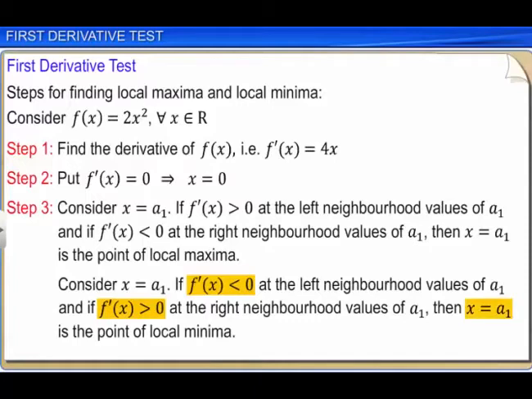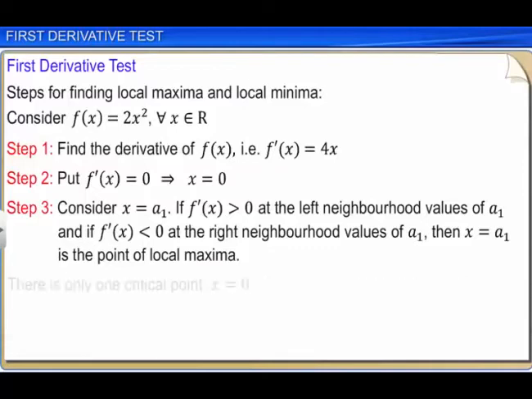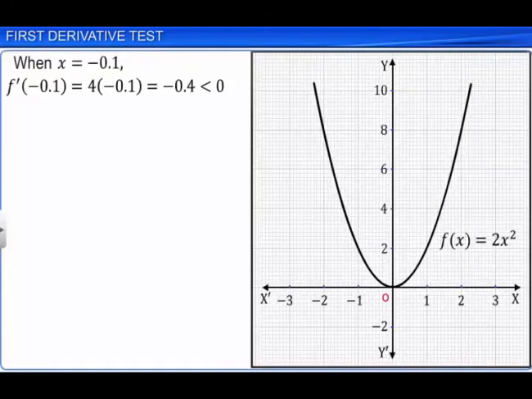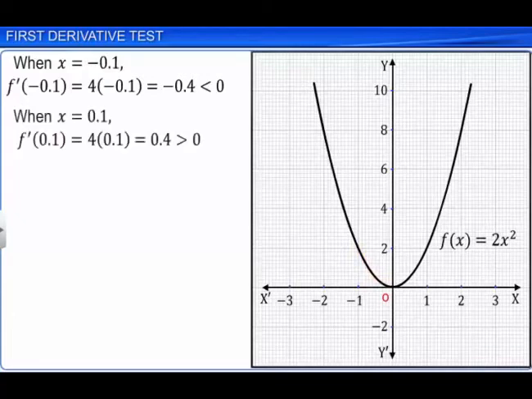Let's now get back to the problem. In this case, there is only one critical or stationary point. Let us now observe the behavior of the function in a small neighborhood of 0. The sign of the derivative of function f is negative when the value of x is slightly less than 0. Also, the sign of the derivative of function f is positive when the value of x is slightly more than 0.